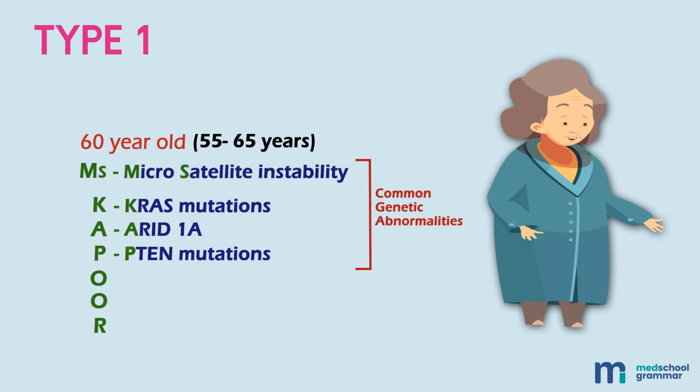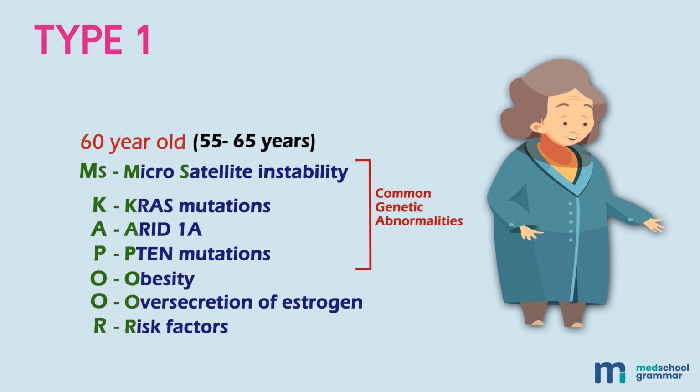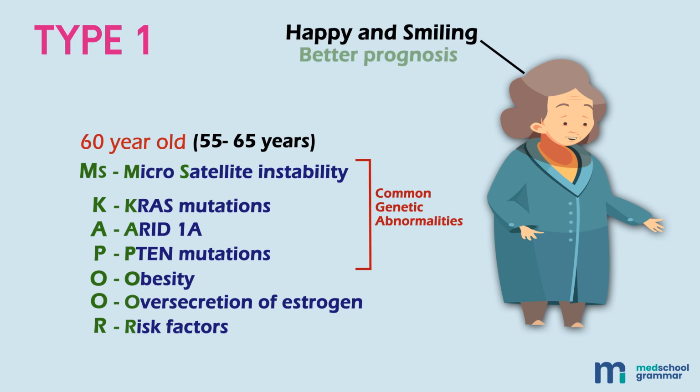We can also remember that obesity and oversecretion of estrogen are risk factors which may lead to endometrial hyperplasia. Now, this patient looked happy and was smiling. This refers to the good prognosis of type 1 cancer.